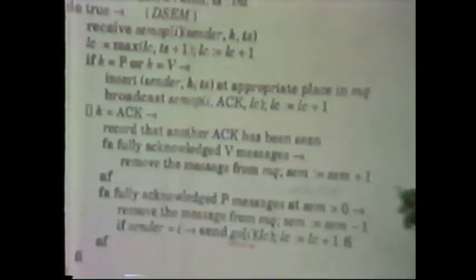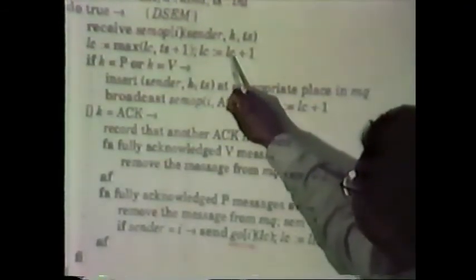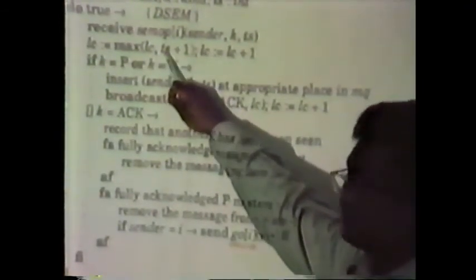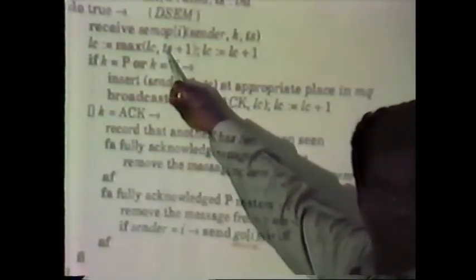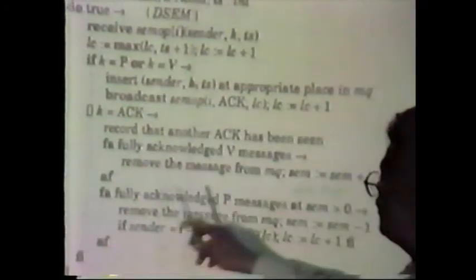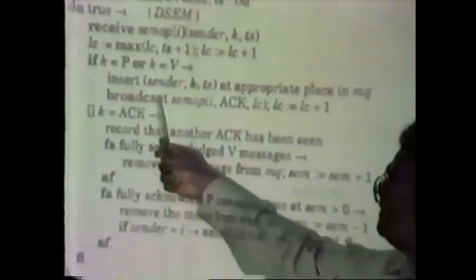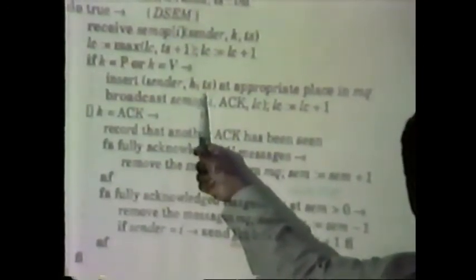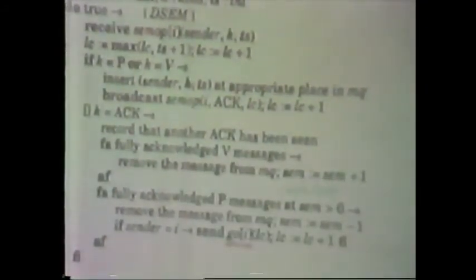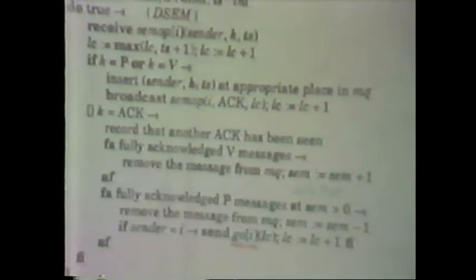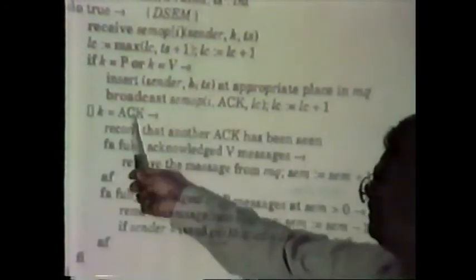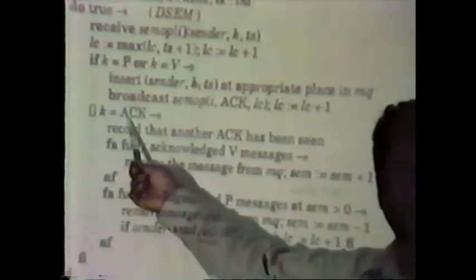This value of LC is indeed higher than TS. Eventually these messages are going to be received by all the helpers. And where is it received? It is received here, and it will be an ACK. Correct?